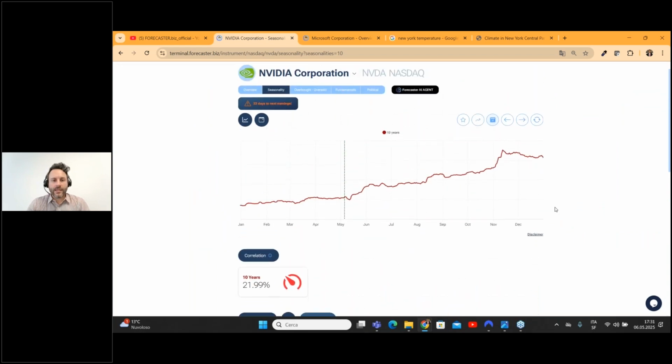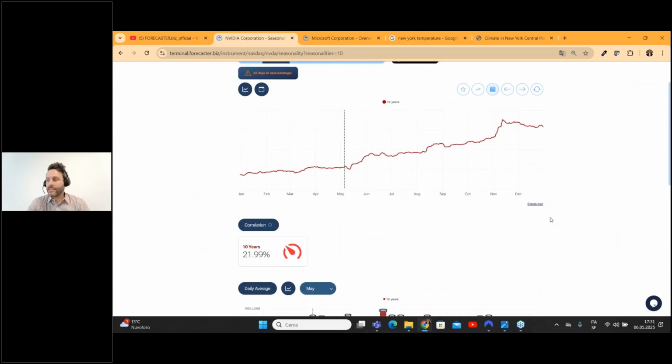This is very interesting, but of course, this is what happened in the past, and we are not sure it's going to happen also in the future. Could be, but this is only statistics. This is why we added the correlation tool to the forecaster terminal.